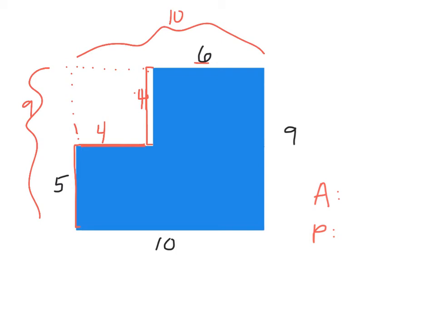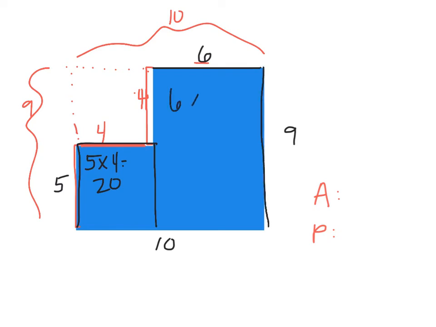So now that I have figured out my missing side lengths, I can divide this into rectangles to find the area. So I'm going to divide it this way. So I have a smaller rectangle and a bigger rectangle. Well, this rectangle to the left has one side that is 5 and one side that is 4. So 5 times 4 is 20. Likewise, this rectangle has one side length of 6 and one side length of 9. And 6 times 9 is 54. When I add 54 to 20, I get 74 as my area.